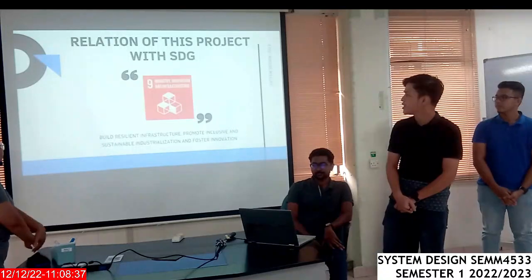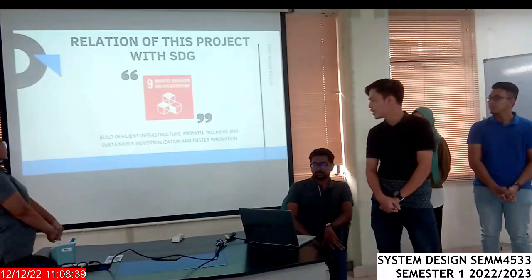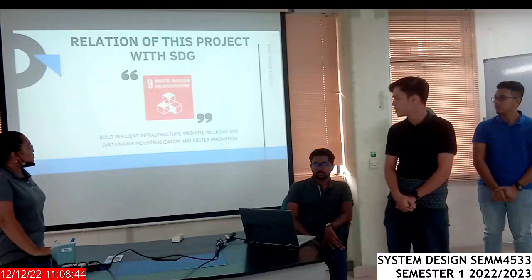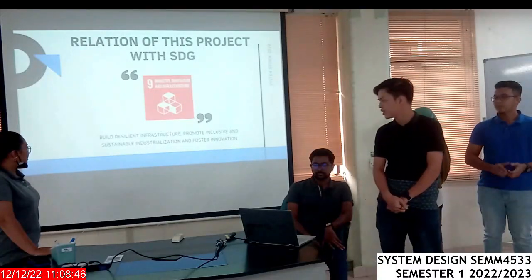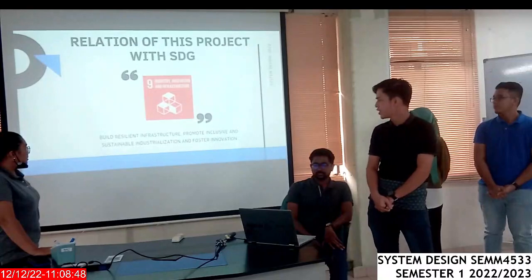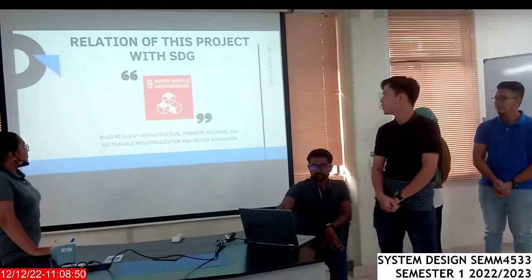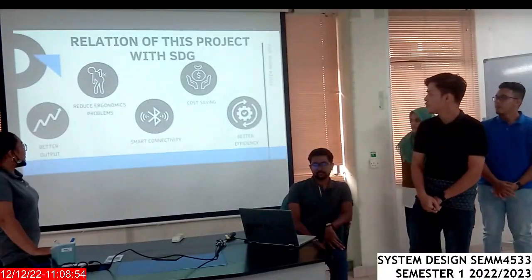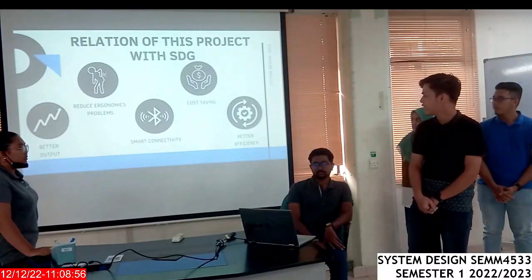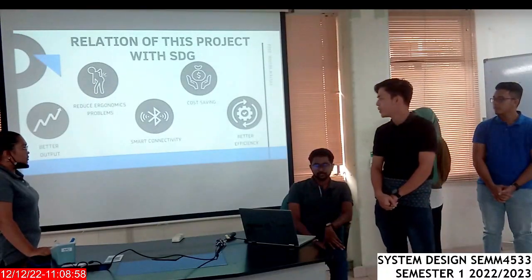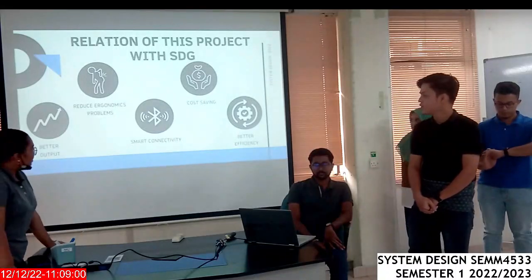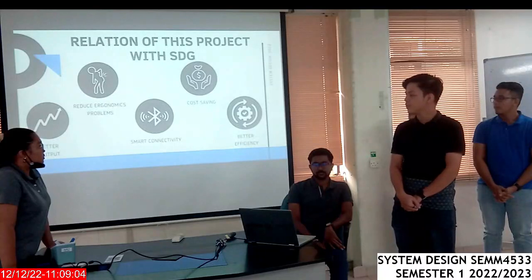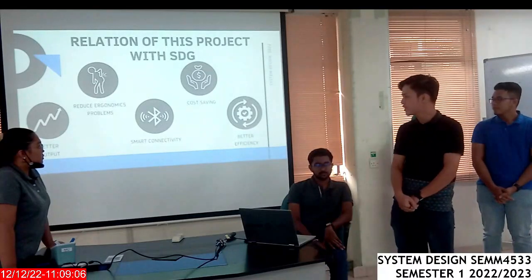So the SDG related to this project is SDG 9. SDG 9 mentions building resilient infrastructure, promoting inclusive and sustainable industrialization, and fostering innovation. To relate this with our project, we will build a machine that has better efficiency compared to the conventional method. This machine will produce better output or higher productivity of cutting the fresh branches.